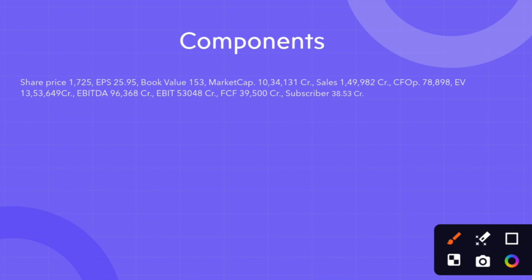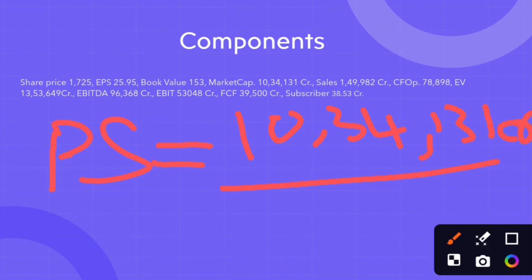Next we calculate the PS, which is price to sales. In this we need the total market cap of Bharti Airtel. To calculate PS, the total market cap of Bharti Airtel is 10 lakh 34,131 crore, where a crore means 10 million.